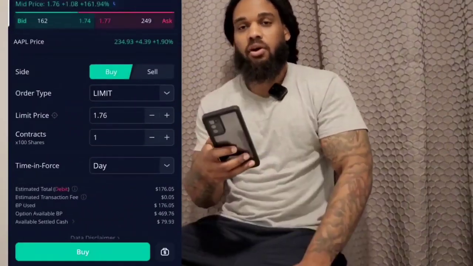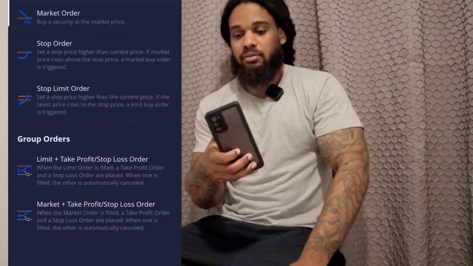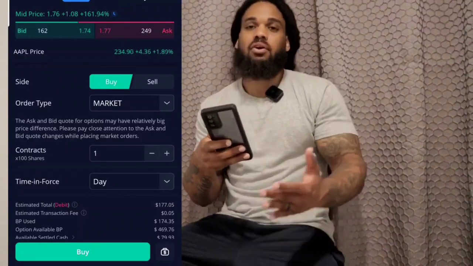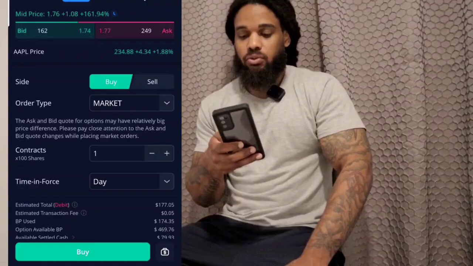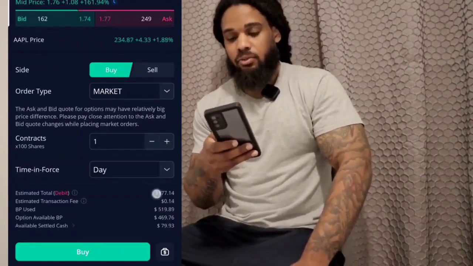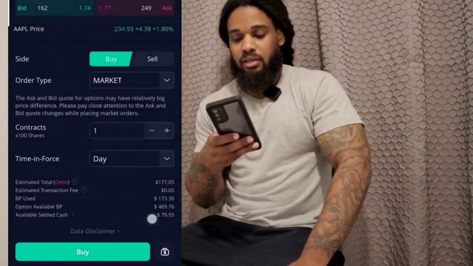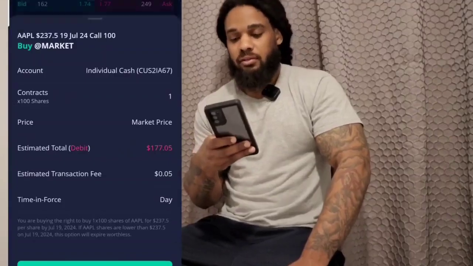If you want to do a market order, you just come to the section right there and click on market order, and it's going to bring you in wherever the market is at currently. So if you want to get 1, 2, 3, 4, 5 or more contracts, you can. And then you can do the same thing with time in force. You could do until day, and you hit buy and confirm, and then you'll be in the trade.